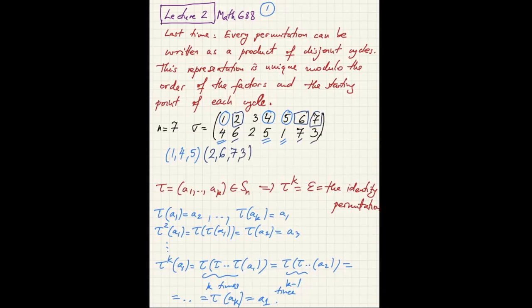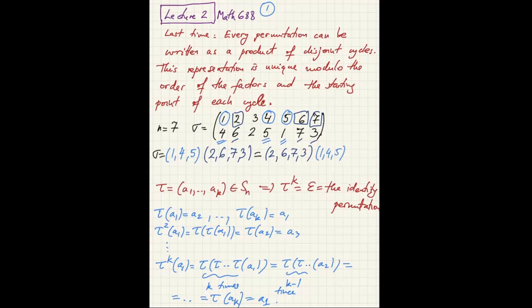So essentially what we got is that our permutation sigma is a product of the cycle 1, 4, 5 and 2, 6, 7, 3. And this is a product of 2 disjoint cycles, and this is the only way you can write this permutation as a product of 2 disjoint cycles. Again, modulo the order, which means that we can switch the order of the cycles, because the cycle 2, 6, 7, 3 and the cycle 1, 4, 5 are disjoint, and any 2 disjoint cycles commute.